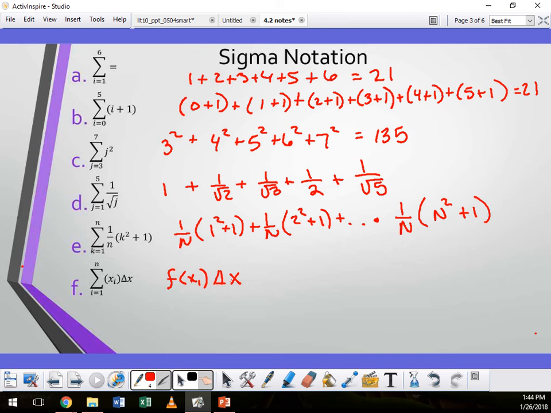Right? So the function of whatever it is plus... okay, and then it goes all the way out to... is that a 1 or x to the n delta x? That's a delta right there. Yes.